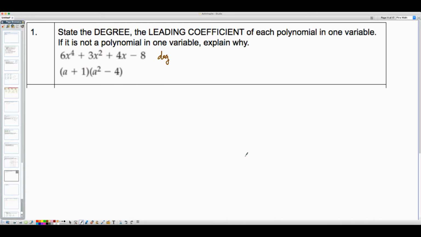So in the practice problems, and that's what I'm going to do now, you're supposed to state the degree and the leading coefficient of each polynomial, and tell me if it's a polynomial in one variable, and if not, explain why not. So here we have the degree is 4, and the leading coefficient is 6. No big deal. The second one, I'm going to multiply this out so that I can write it as an unfactored polynomial. So I'll expand it. This is the same as a cubed plus a squared minus 4a minus 4. My degree is 3, and my leading coefficient is 1.